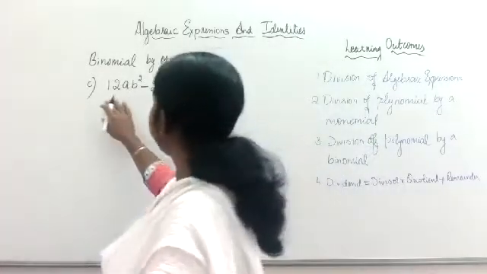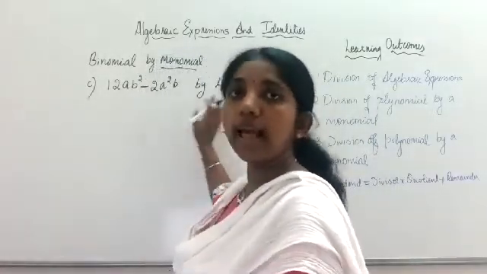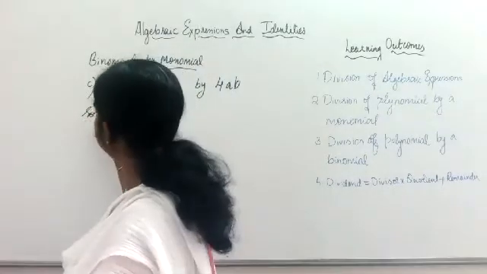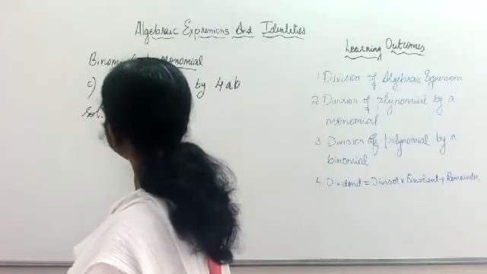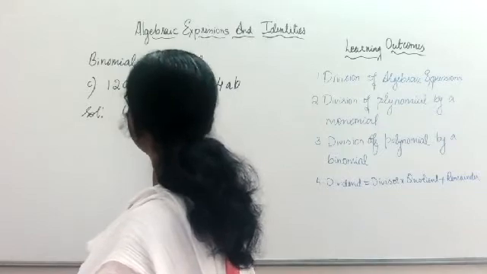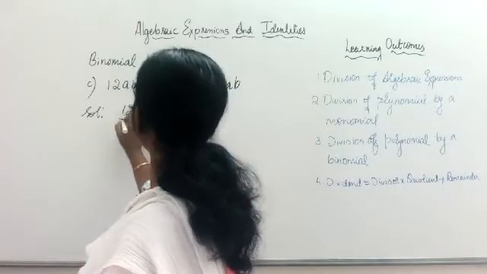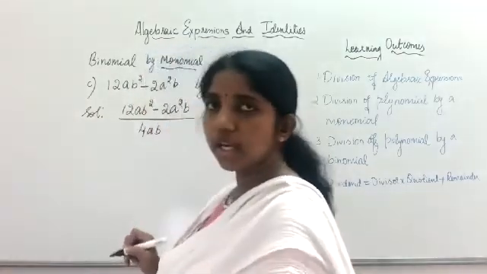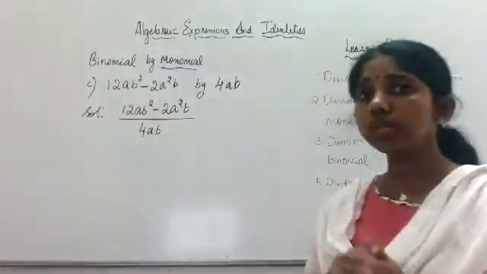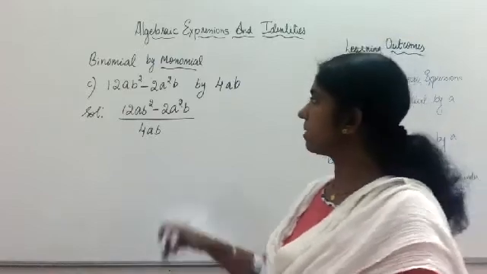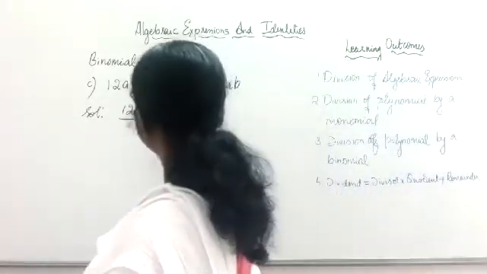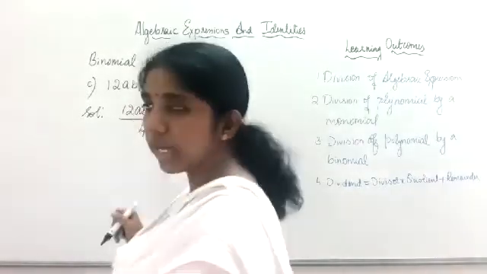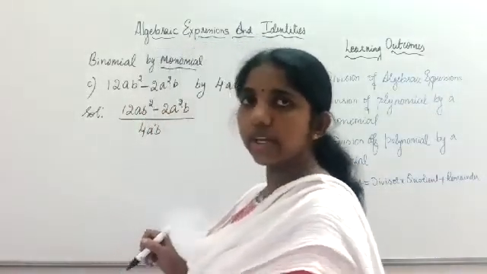So here we have a binomial and this is a monomial. So how to do? Solution: 12AB square minus 2A square B divided by 4AB. So this is how we write. Now how to simplify it? In the previous case, can we do it like this, this same with this same and this B with this B? No. That's not the way to simplify.